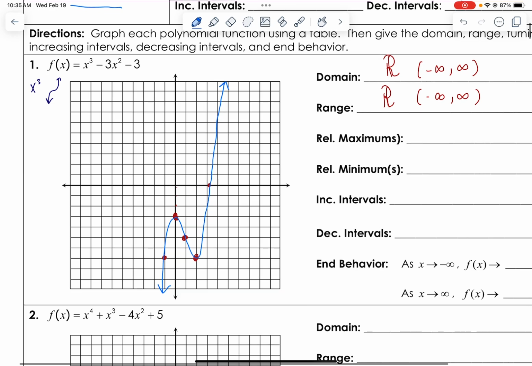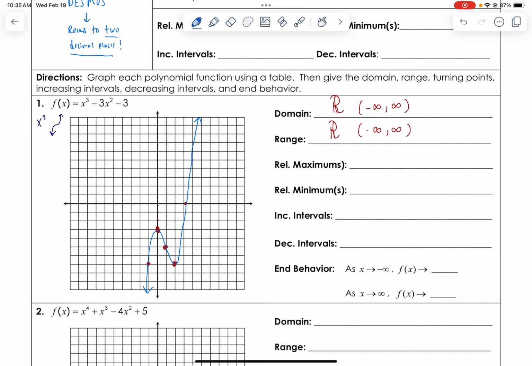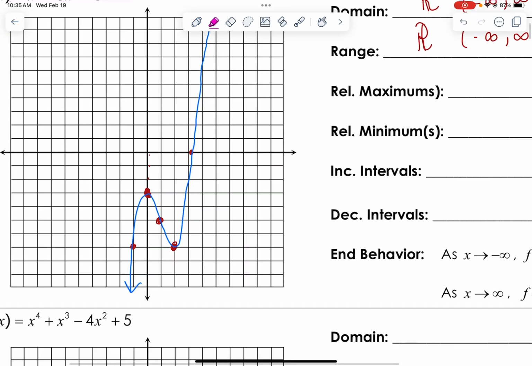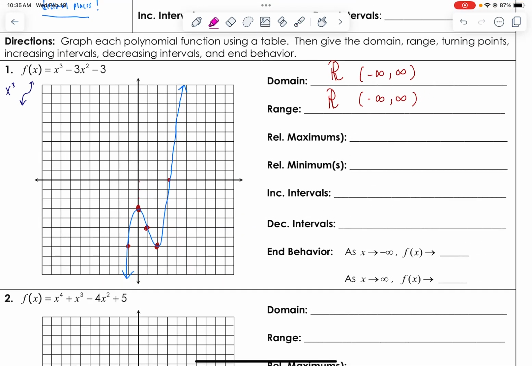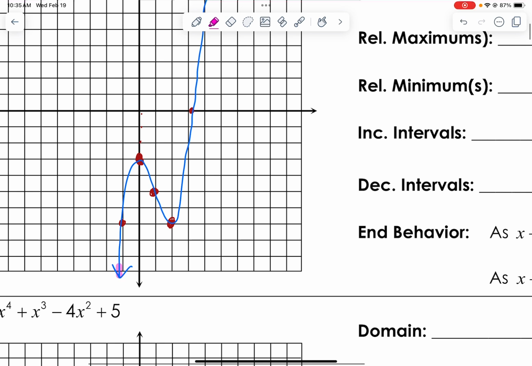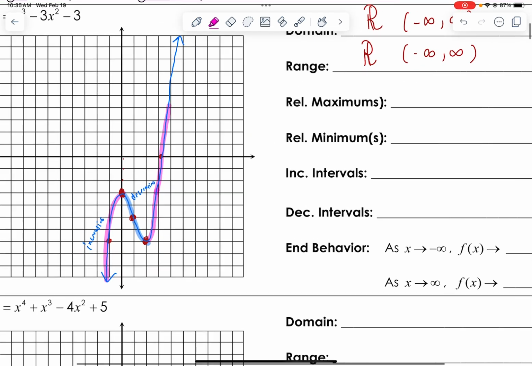All right, so let's talk about relative maximum and relative minimum, and let's see where those are located. Once again, you always want to read the graph from left to right. Here in this piece, starting from the left, we're increasing. So that piece is increasing. And then we start to decrease in between. But then after that, we start to increase all the way through.